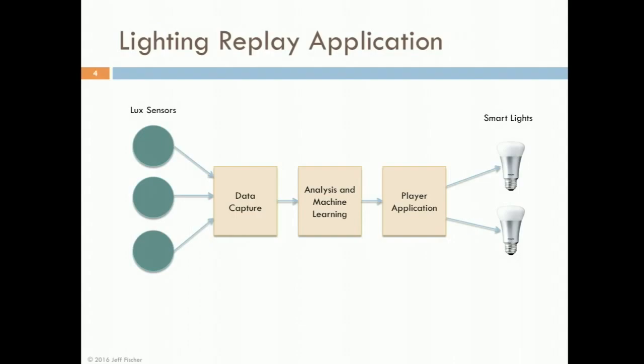So there's some light sensors, and there's a data capture phase where I basically run this thing for a month in my house and capture light levels in different rooms so I know what the standard patterns are. And then the second phase is doing a bunch of analysis and machine learning to understand what these patterns are and come up with some algorithm that can play back something that looks like the real patterns but is randomly generated and varies every day.